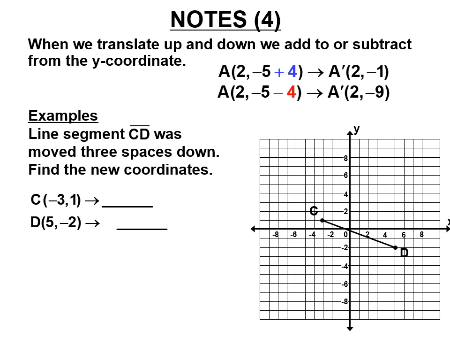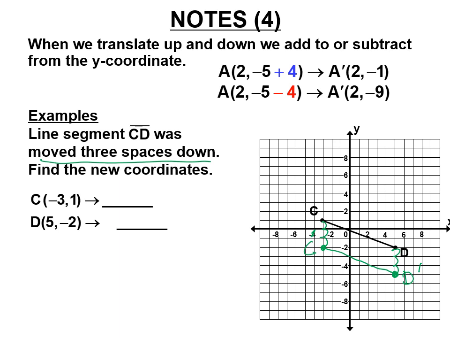All right, so when we translate up and down, we add or subtract to or from the y coordinate. The y coordinate makes things go up and down. So we have line segment CD. It says move 3 spaces down and find the new coordinates. So again, you're just going to do the endpoints, right? It's not vertices now, but they're endpoints.